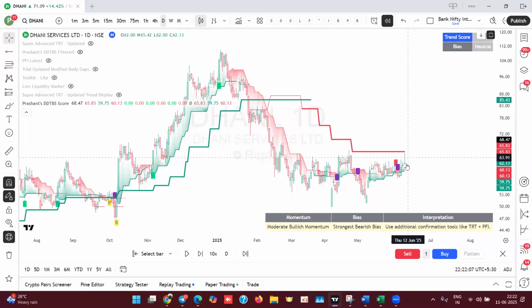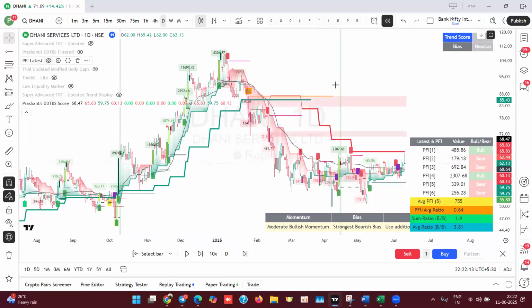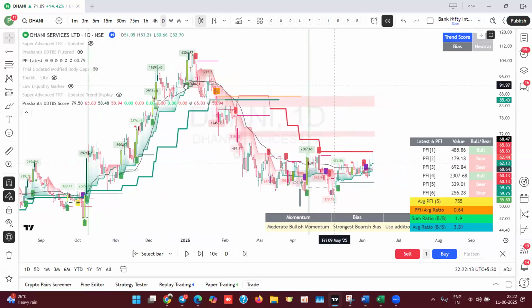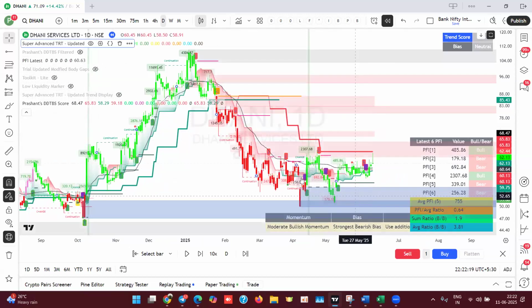Dhani went up, came down again. So Dhani, what do we see? Very high bullish PFI. It came down, gave retracement entry. It has completed first target. So this trade was a successful trade.